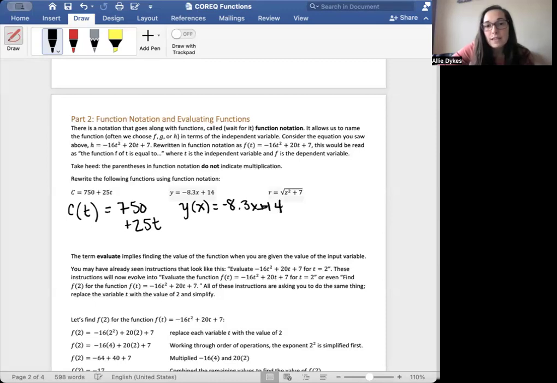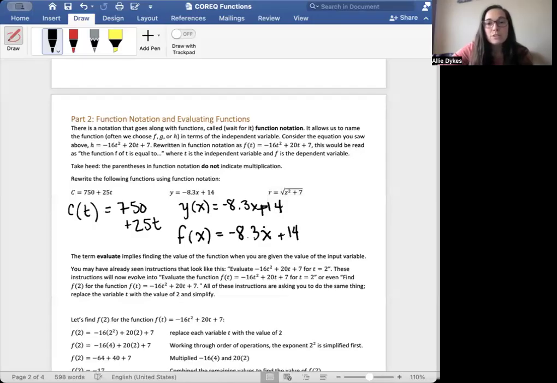You do not have to keep, and not everyone keeps, this variable at the beginning. In fact, often when we choose function notation, the first label that we choose is f. And so most traditionally, you would see this not written as y of x, but you would see this written as f of x equals negative 8.3x plus 14. I'll leave this third one, r equals square root z squared plus 7, for you to rewrite in function notation.